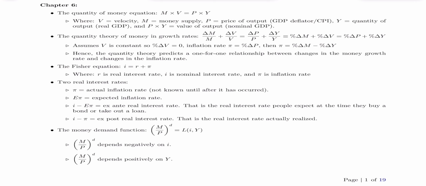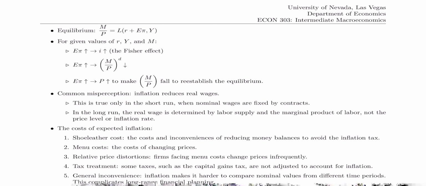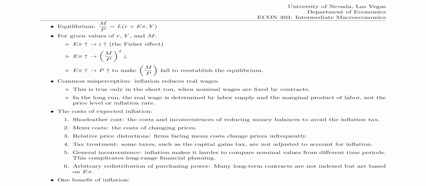The Fisher equation, I equals R plus pi, shows that nominal interest rate equals real interest rate plus inflation rate. Money demand depends on interest rate and income. M over P equals liquidity, a function of I and Y. In equilibrium, M over P equals liquidity, a function of R plus E pi and Y. That means if expected inflation rises, nominal interest rate rises and real money demand falls.